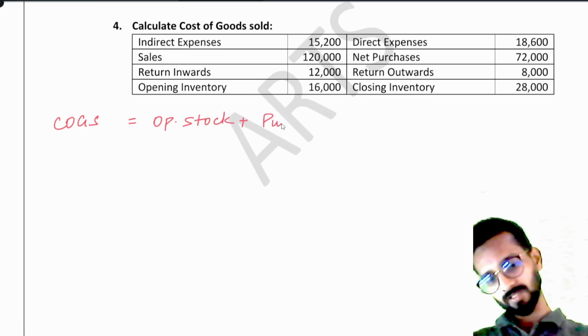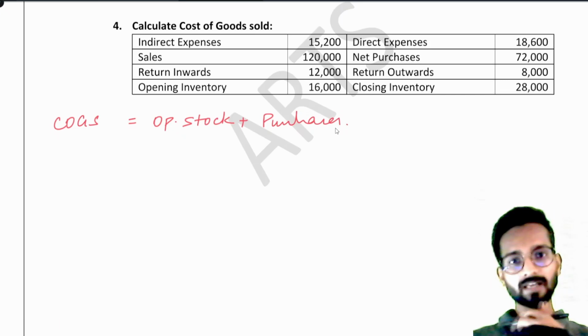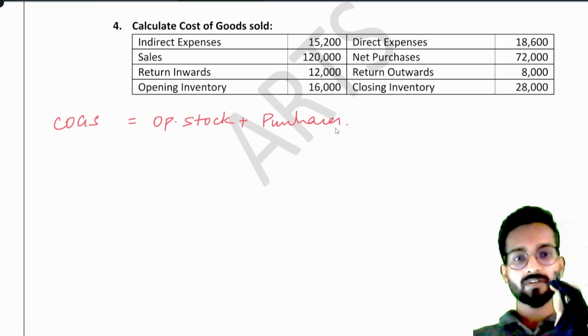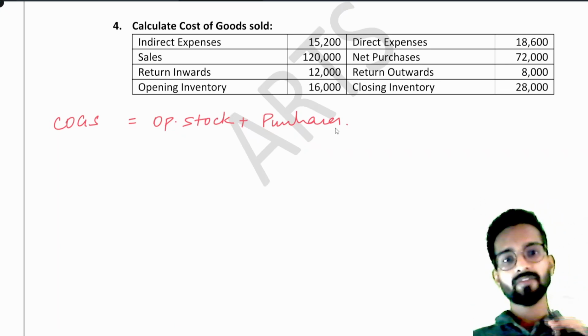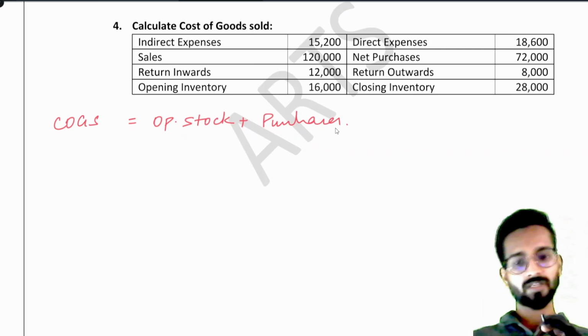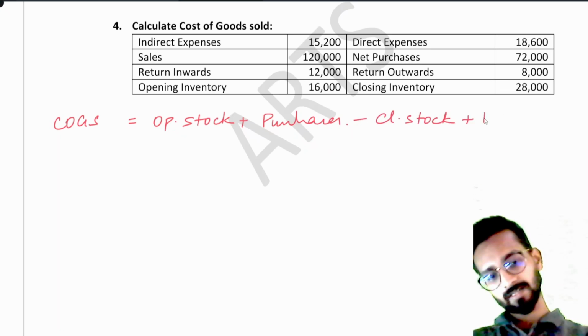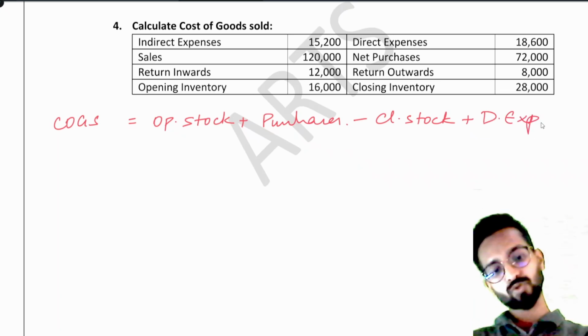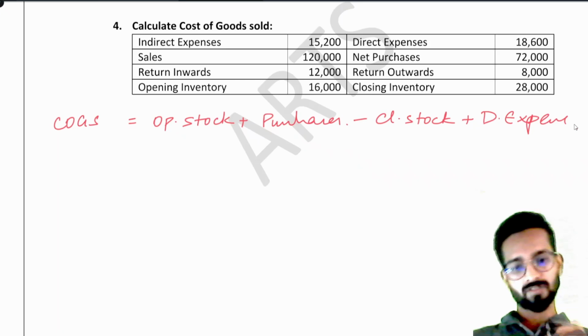plus purchases. See, whenever we are talking about purchases, anywhere in entire accountancy, whenever they are saying add purchases, purchases itself means you have to remove purchase return, whether it is mentioned or not in the question. Purchases means net purchase only. Purchases minus closing stock, add direct expenses. What are the two direct expenses? Wages and carriage inwards, or you can also say freight inwards.